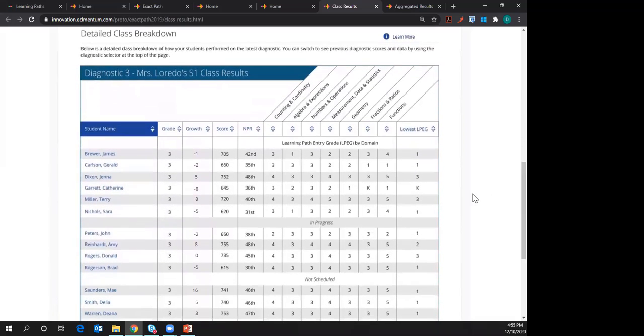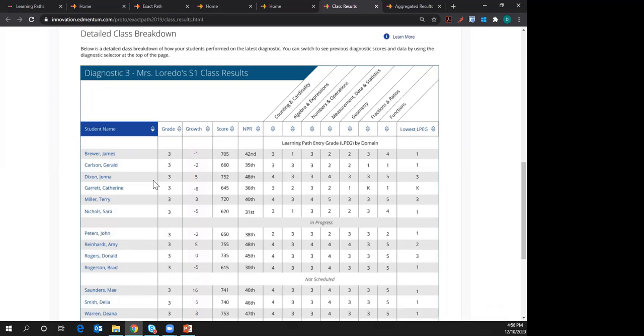As I scroll down, we get pretty granular pretty quickly here. What we're looking at here are student abilities by domain, okay? So maybe I see just my child in this list, James Brewer, and no other students here because I just have one child that's on exact path. Or perhaps I'm an instructor responsible for all of these students here.